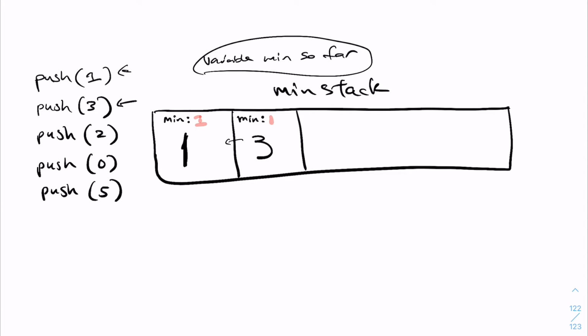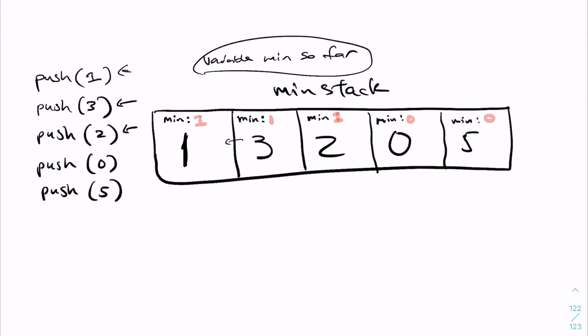Okay, and then we go to the next one. We're going to put 2, same story. Minimum here is also 1. And then the next one is 0. So this one is where we're going to change the min, right? Because 0 is less than the min of 1. So now the min is going to be 0. And then we push 5, and this min is still 0 here.